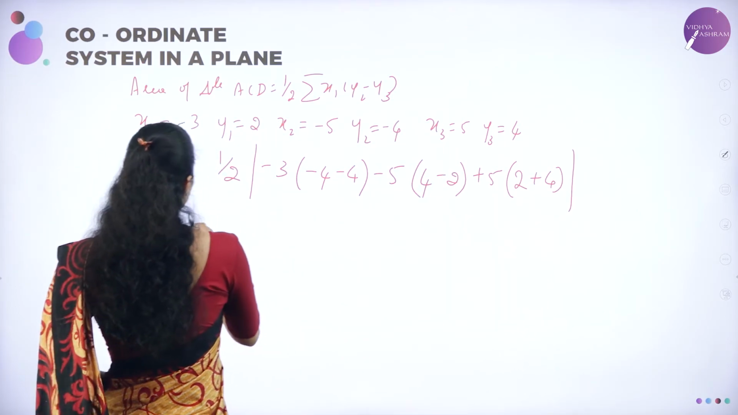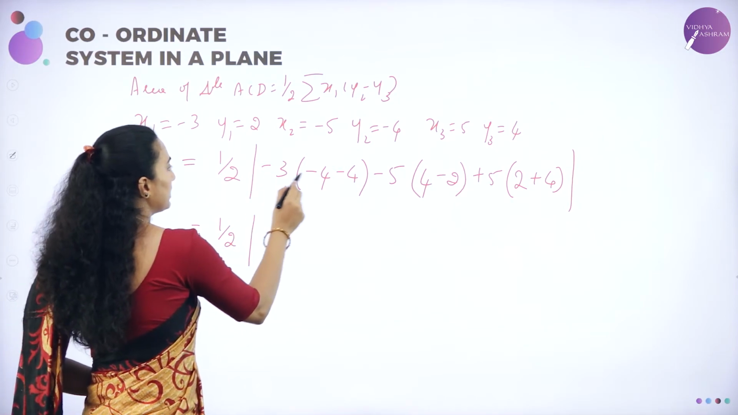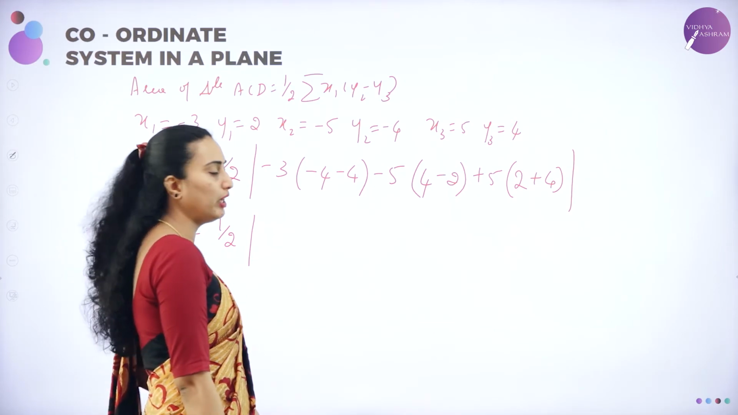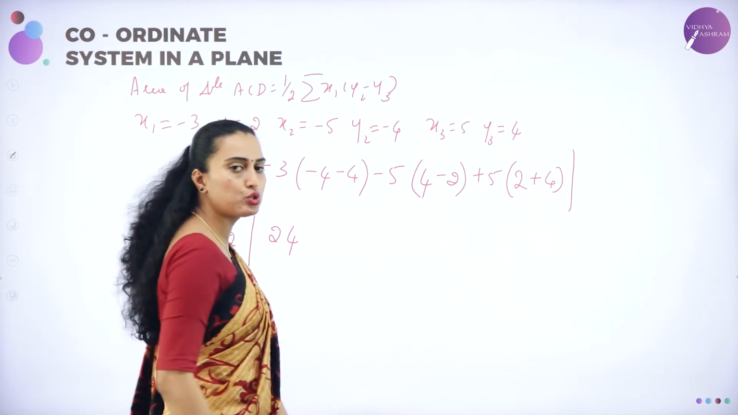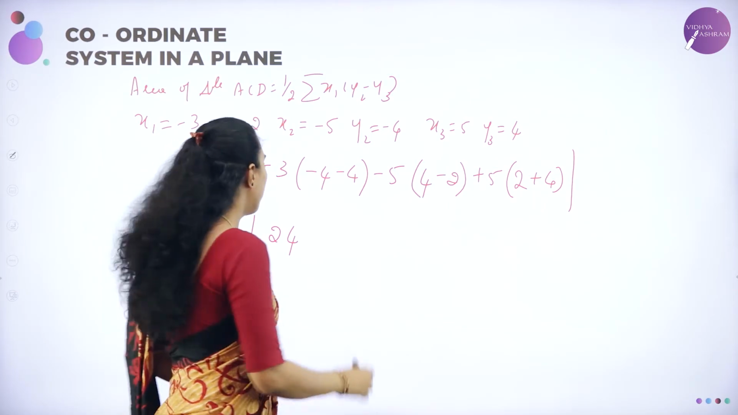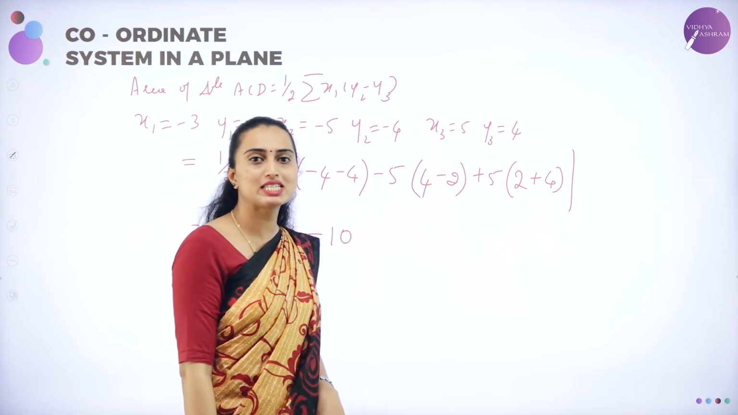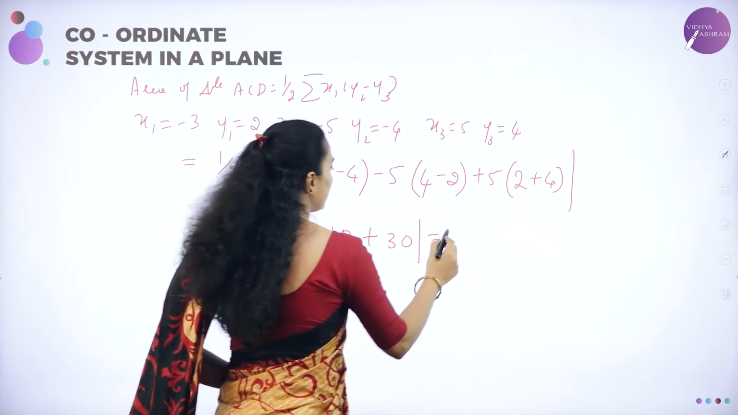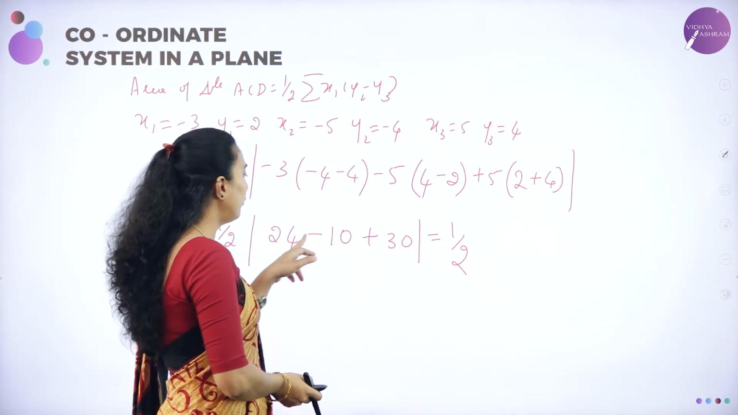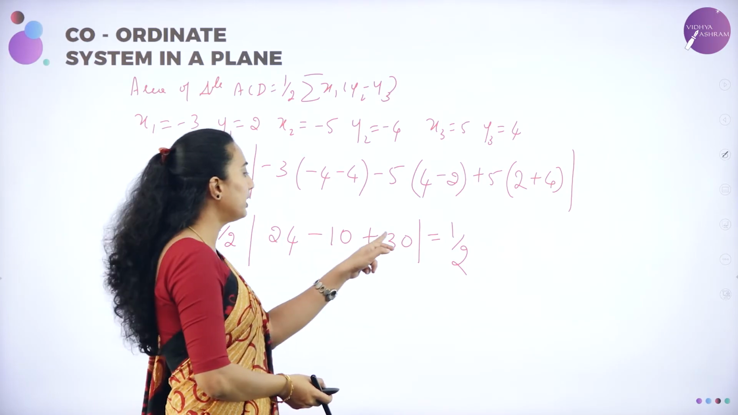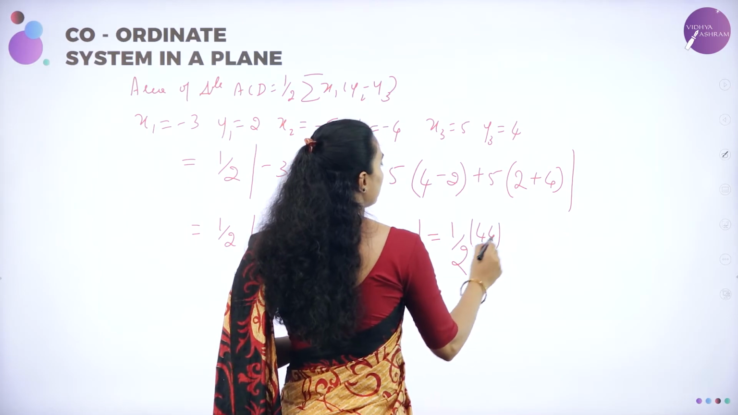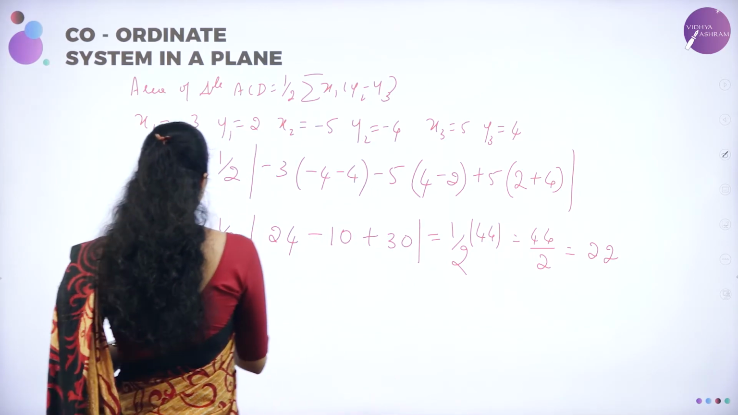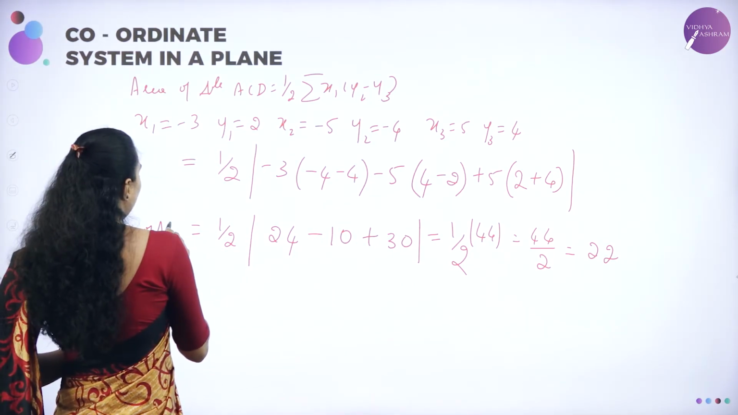The answer you are going to get for this by simplifying, half into, see, minus 3. Minus 4 is minus 8, isn't it? Minus 8 into minus 3 is plus 24. Plus 24. Again, 4 minus 2 is 2. 2 into minus 5 is minus 10. Again, 2 plus 4 is 6. 6 5s are 30. So therefore, the answer you are going to get for this is half into 24 minus 10 is 14. 14 plus 30 is 44. 44 of modulus, which will be 44 divided by 2, which will be 22. Therefore, this is area of triangle ACD.